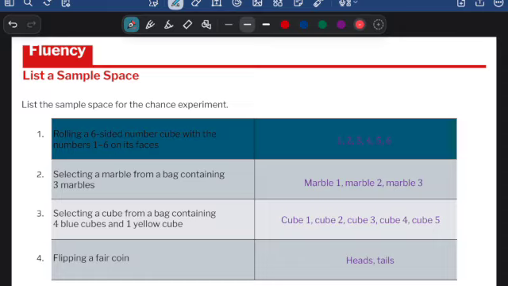And for our last chance experiment, flipping a fair coin, meaning it's not weighted more heavily on either side, the results we could get are either heads or tails. So knowing about sample space will help us as we're building our tree diagrams.